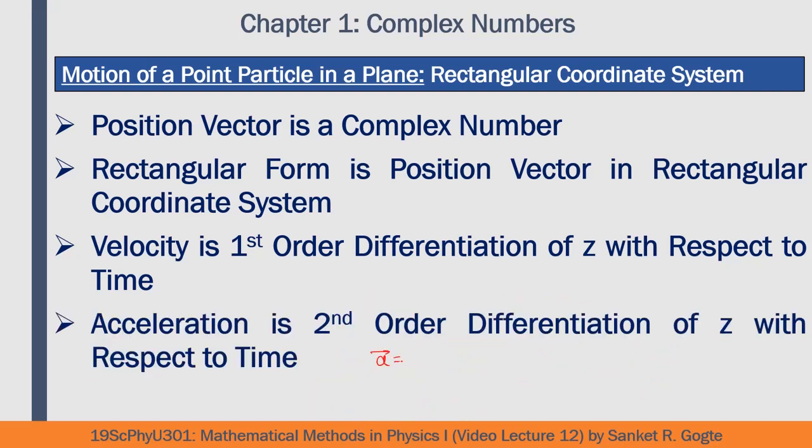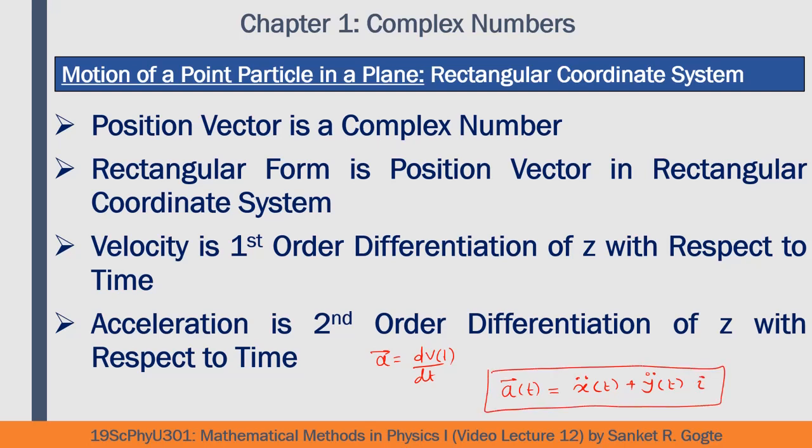Acceleration is differentiation of velocity with respect to time. So it is straightforward here. If I want to write down acceleration of a particle which is moving in a plane by using complex number, then that can be written as x double dot plus y double dot into i.